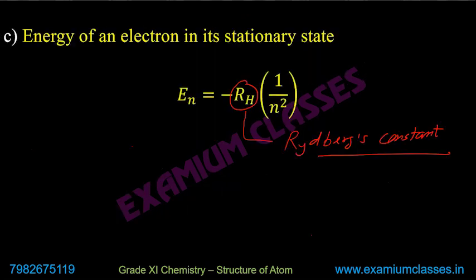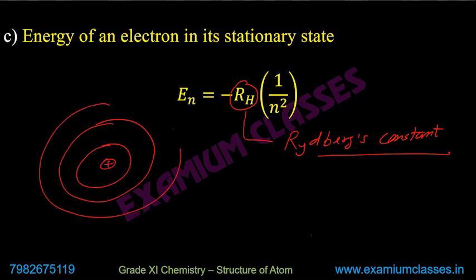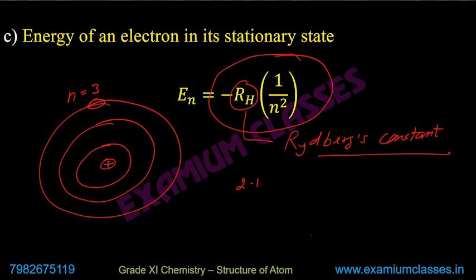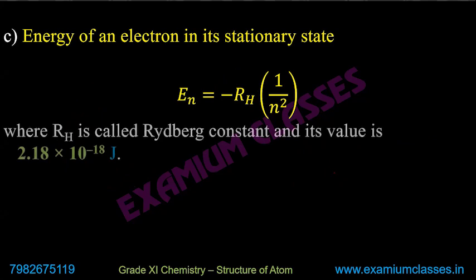Okay. Energy of an electron. So if I have an electron in the third orbit, n will be 3. So I will use this formula. RH in this case is given by 2.18 into 10 to the power minus 18. Sir, is it a constant here, RH? This is constant. So RH is Rydberg's constant, and its value is 2.18 into 10 power minus 18 joules. You just need to change the value of n.